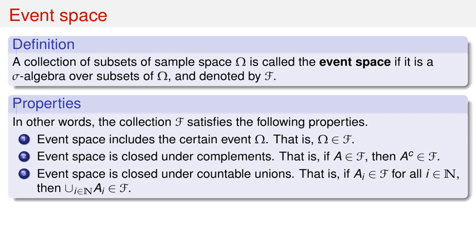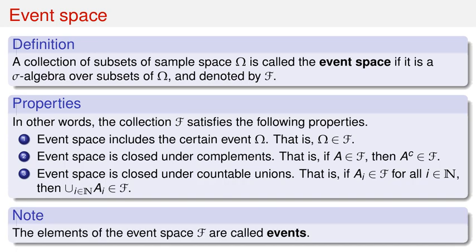Third, the event space must be closed under countable unions. That is, if we have a sequence of sets A_i, where each A_i is in script F for all i in N, then their union, the union over i in N of A_i, must also be in script F. It's important to note that the elements of this event space script F are what we call events.